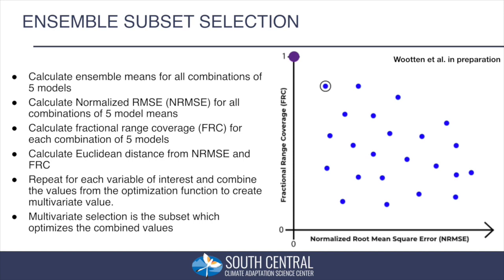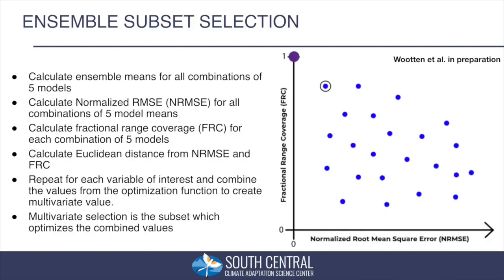Then there is a metric called fractional range coverage, which is also done with each combination of 5 using the projected changes from those global models. And we'll get into what fractional range coverage is in a moment. Based on that, we can calculate the Euclidean distance using the root mean square, the normalized RMSE, and the FRC for each combination from an ideal point.